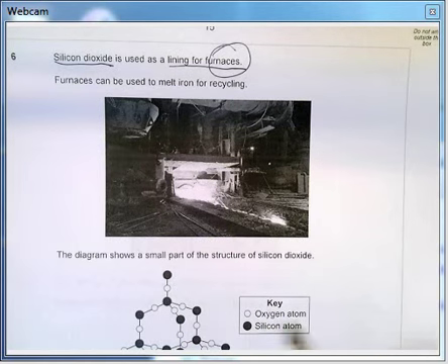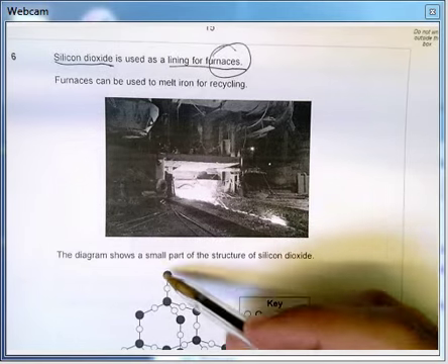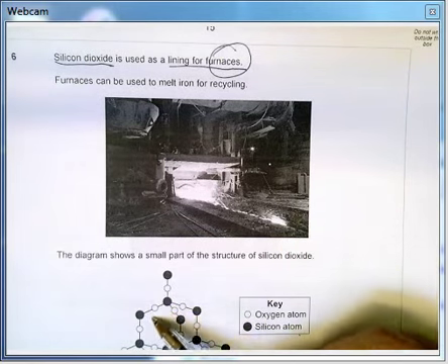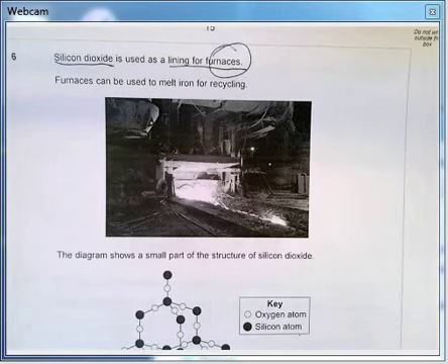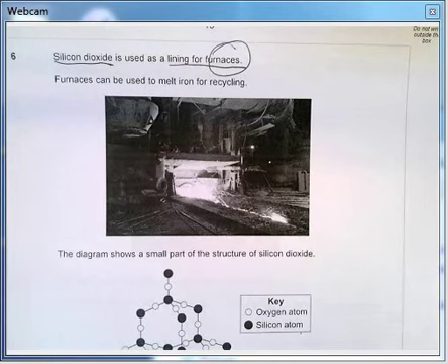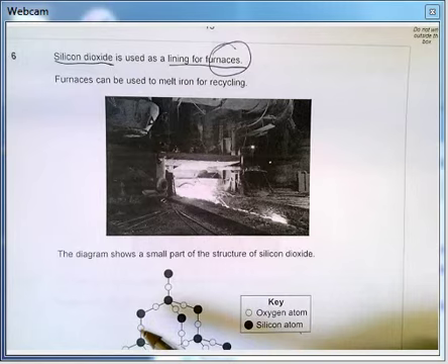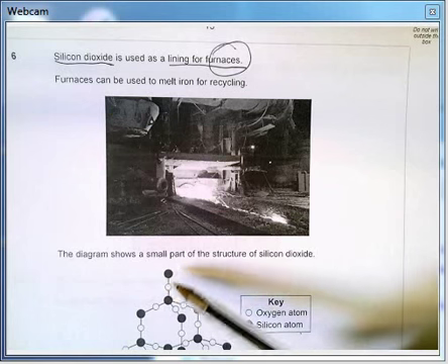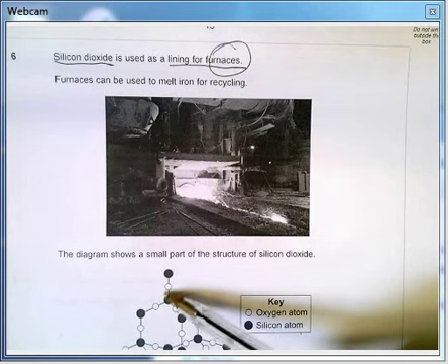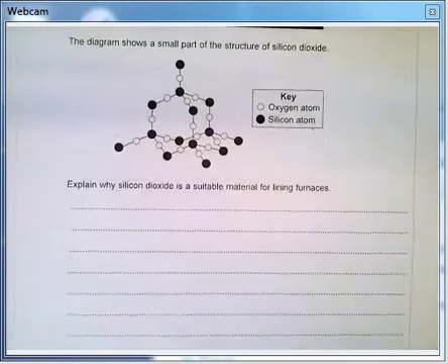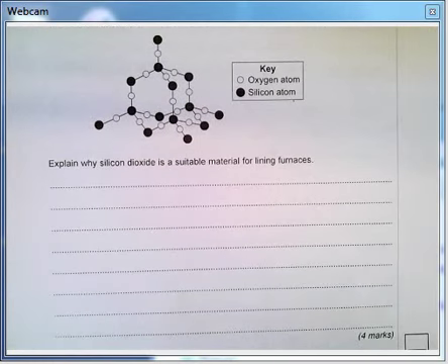Okay, so you've got oxygen atoms and silicon atoms here. Each oxygen atom has 2 silicon atoms attached to it. Each silicon atom has 1, 2, 3, 4 oxygen atoms attached to it. So we can see the structure. There's one silicon, there are the 4 oxygens around it. Okay, there's one oxygen, it's got 2 silicons attached to it. Another oxygen, 2 silicons attached. Okay, so explain why silicon dioxide is a suitable material for lining furnaces.